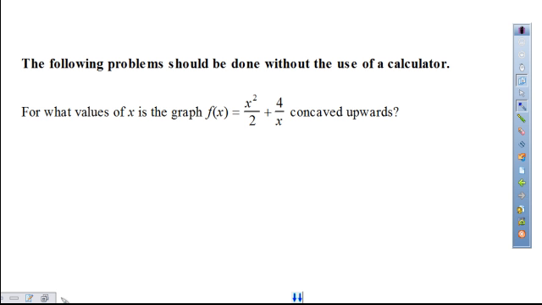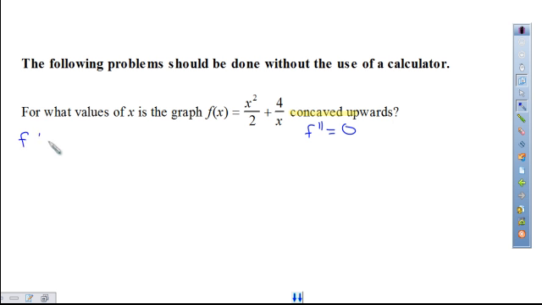The next problem says, for what values of x is the graph concave upwards? Well, in order to find whether it concaves up or down, I have to find the second derivative and set the second derivative equal to 0, or find when the second derivative does not exist.